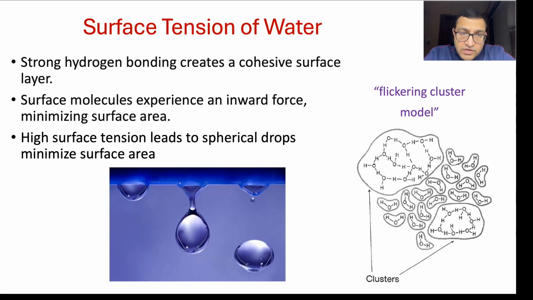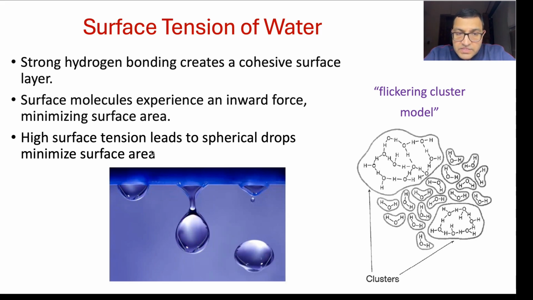Now, surface tension of water. We talked about hydrogen bonds. Strong hydrogen bonding creates a cohesive surface layer, and the surface molecules experience an inward force. They try to minimize the surface area, which leads to these clusters they form on the surface, and it's called a flickering cluster model because it's never static. The bonds form and break and form, and so it's called a flickering cluster model. It's dynamic, and the bonds keep shifting in water in real time.